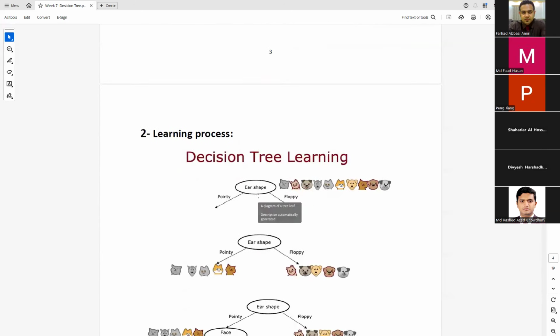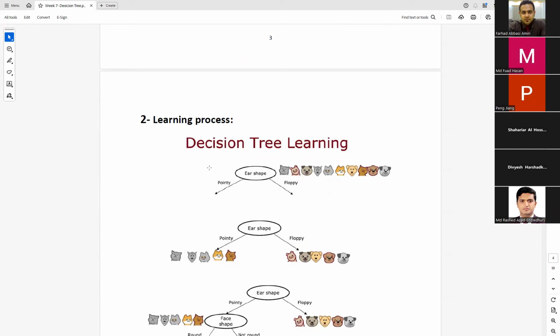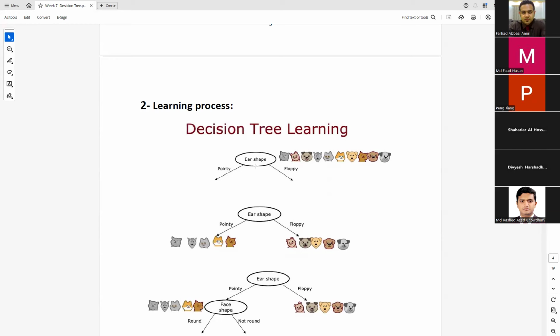So, the learning process. What is the learning process of a decision tree? How does it work? You remember that we had 10 training examples, right? You have 10 pictures of dogs and cats. So let's start from the first node, which is the root node, and let's say that we choose ear shape for the root node. Why ear shape? Why not face shape or whisker? We're going to talk about it in the following slide. But for now, let's say that for the root node, the first node, we choose ear shape.